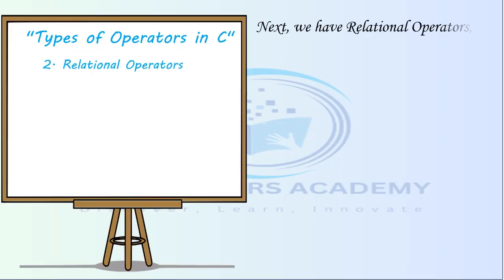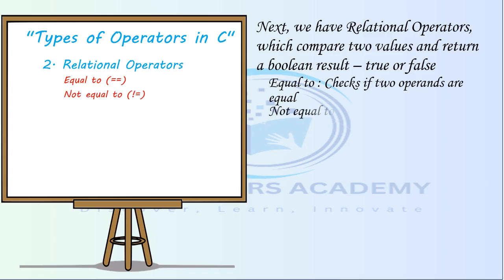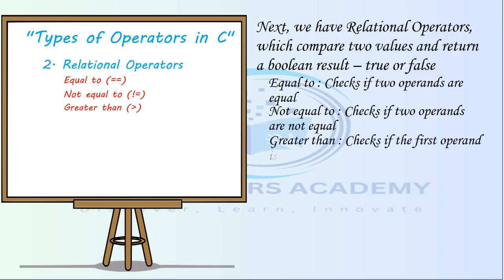Next, we have relational operators, which compare two values and return a Boolean result, true or false. Equal to checks if two operands are equal. Not equal to checks if two operands are not equal. Greater than checks if the first operand is greater than the second.